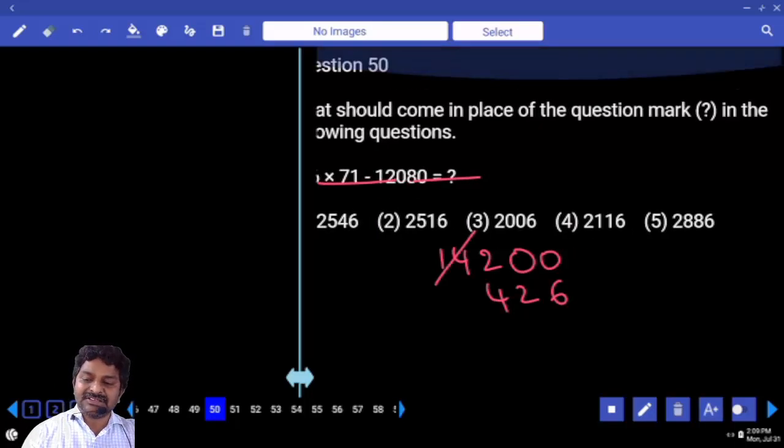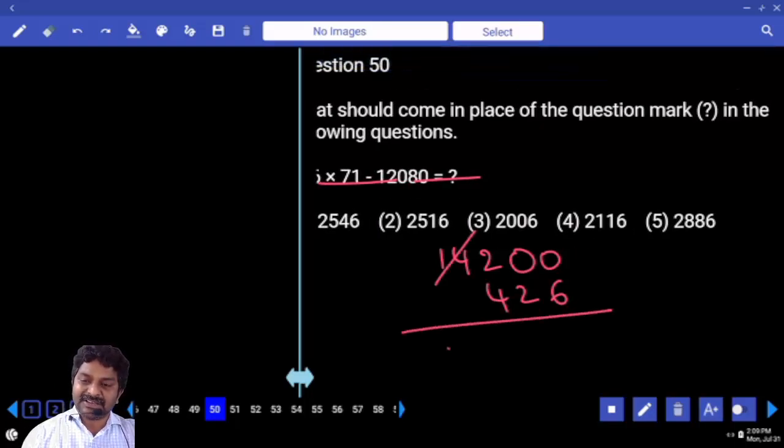12,080. 12,000 is subtracted from 14,000. How much is left? 2,000. Still how much do you need to subtract? If 80 is subtracted from 200, how much is left? 120 plus 426. 546.